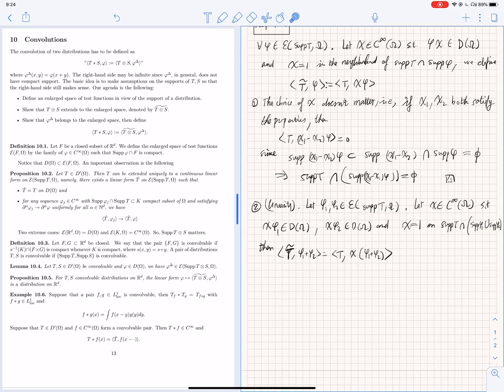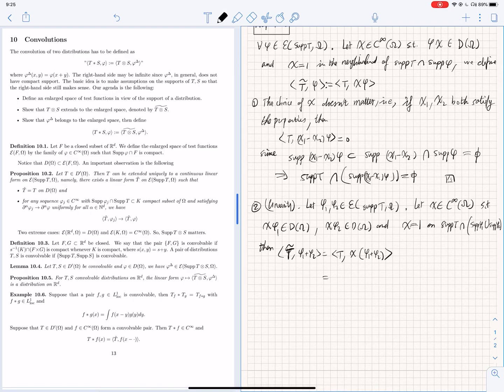So by the definition, it is equal to 1 on the support of T intersecting the support of this function, and the support of this function is included in the support of phi 1 union the support of phi 2. So we do have this property. Okay, so once this is done, we're all good.